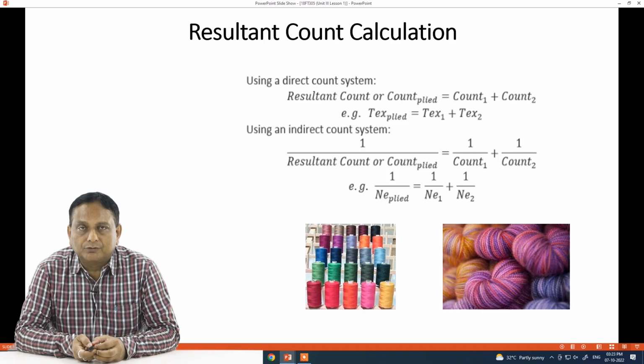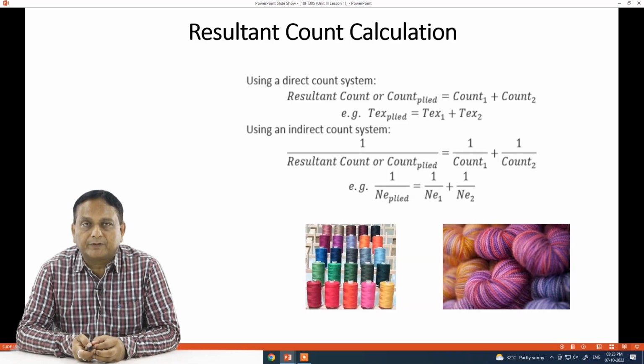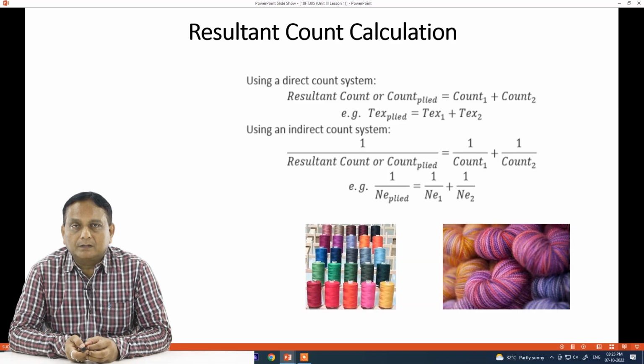But when we go into the indirect count system, 1 divided by resultant count is equal to 1 by count 1 plus 1 by count 2. So 1 by that particular plied count is equal to 1 by count 1, the first ply, plus 1 by count 2, the second ply. So the two formulas are different for the resultant count calculations. One is called the direct count system and the second one is called the indirect count system.